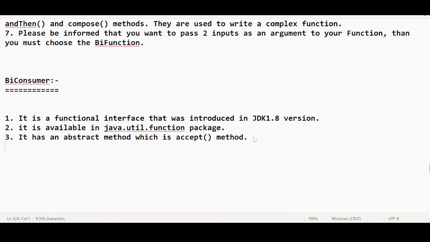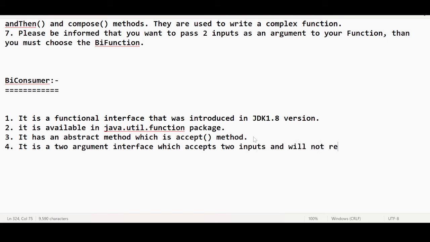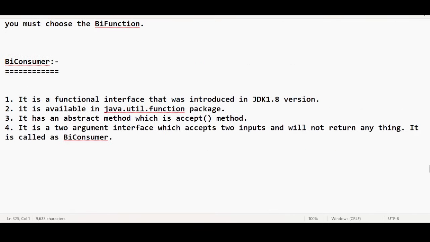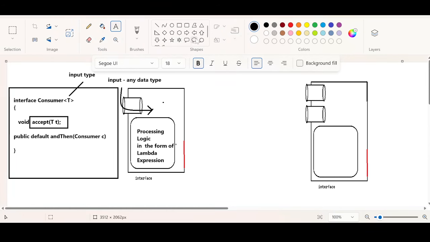The fourth major point is that it is a two-argument interface which accepts two inputs and will not return anything. That's why it is called BiConsumer: it consumes two inputs and does not return anything. So let us go back to the diagram once again.